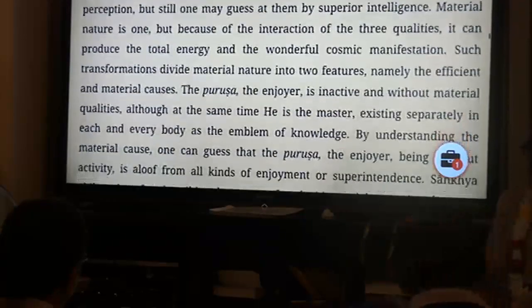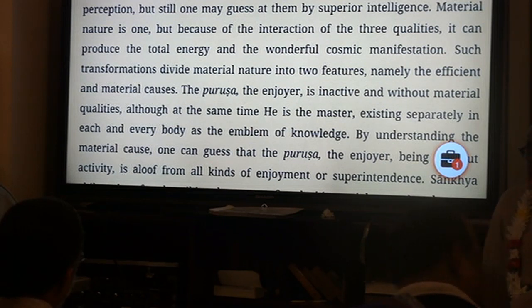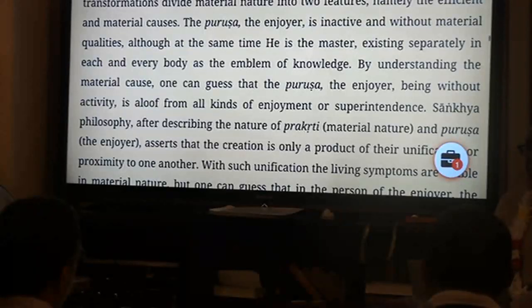Material nature is one, but because of the interaction of the three qualities, it can produce the total energy and the wonderful cosmic manifestation. Such transformations divide material nature into two features, namely the efficient and material causes. The Purusha, the enjoyer, is inactive and without material qualities, although at the same time, he is the master existing separately in each and every body as the emblem of knowledge.